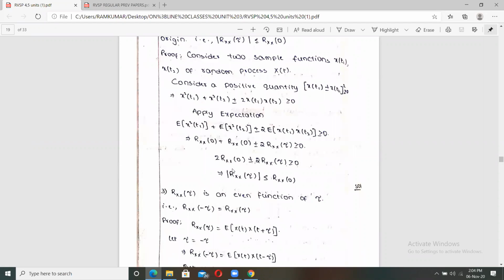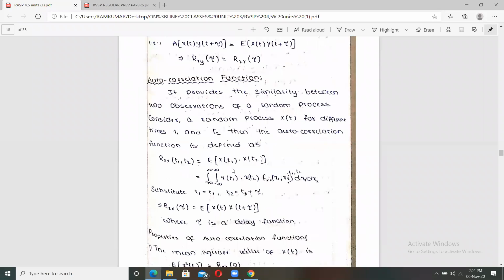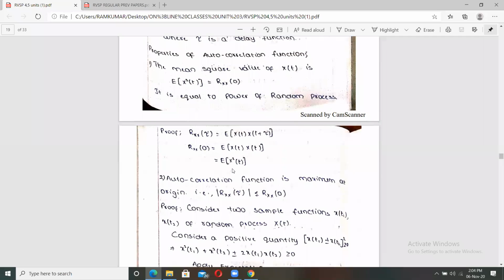Okay, all of you just take a look at these properties. Look at the first property. Any doubts, ask me about the first property, because in exams they will definitely ask about the properties of the autocorrelation function and cross correlation function. Please look at this first property and ask any doubts.